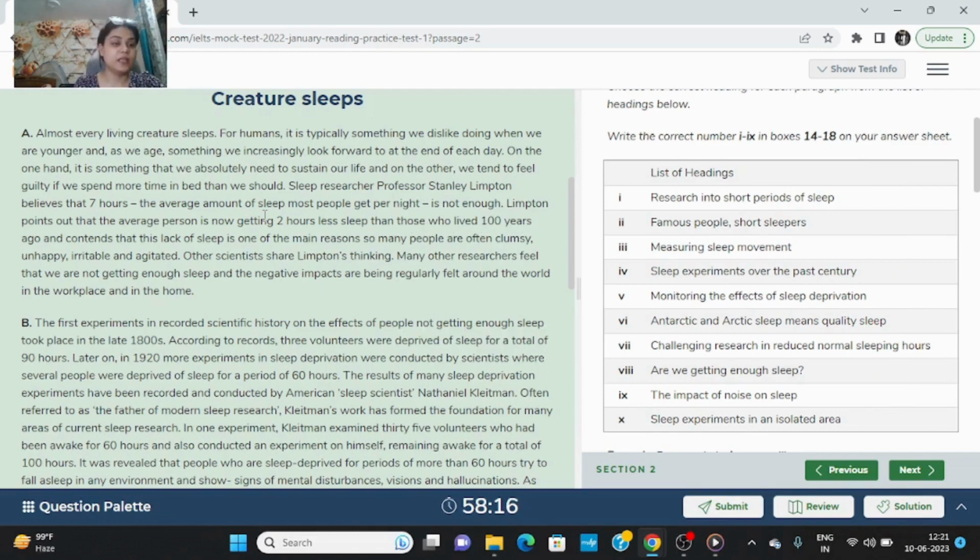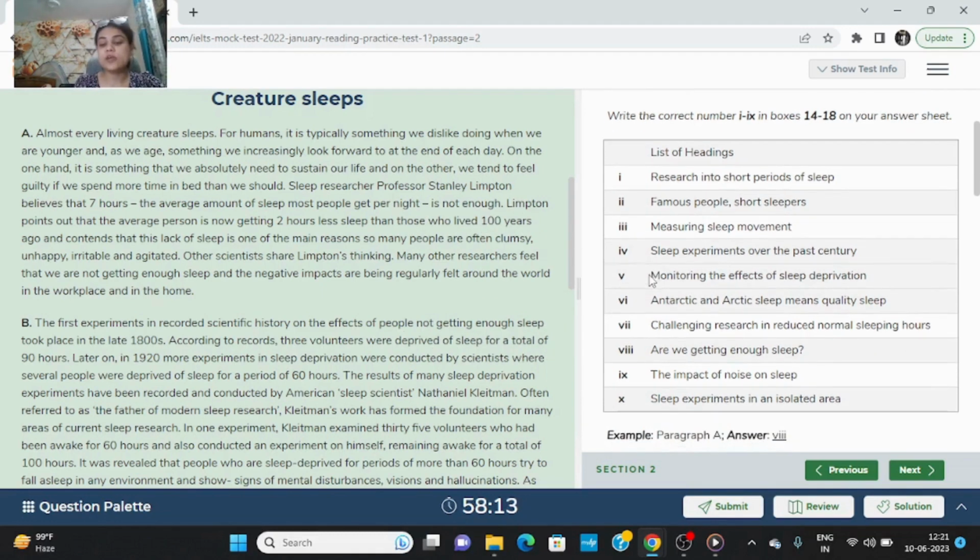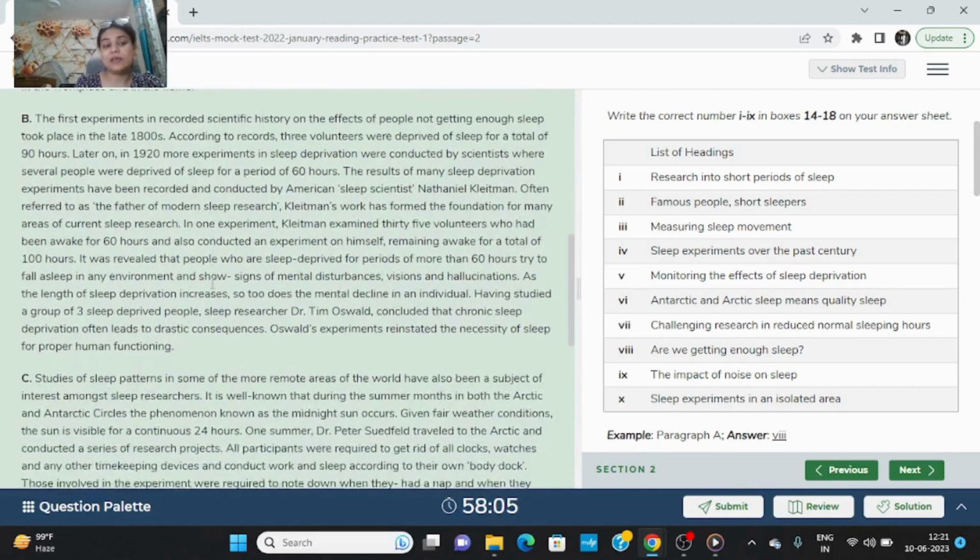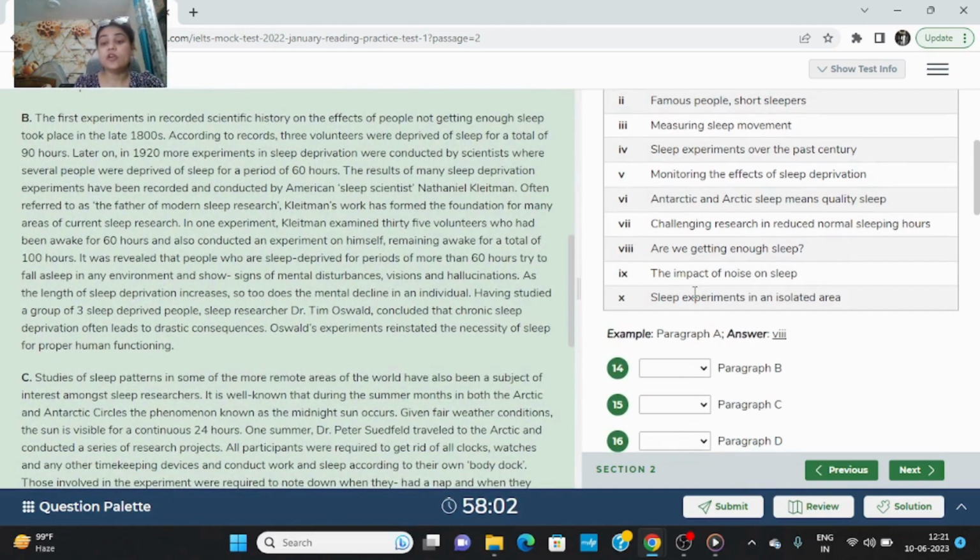So let's begin. The answer for the first one is already given here. We are going to start from the B paragraph. In your examination also it will be there, like one answer they will be giving, so you just remove this eighth option from here so that you will not get confused. Now let's move to the B paragraph. What you need to do is quickly go through the paragraph and see what they are talking about. So now I am going to read this whole paragraph.